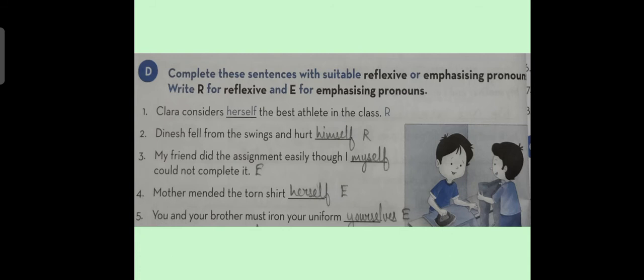Dinesh fell from the swing and hurt himself. Because we were talking about Dinesh and it is being used before the blank, so we have written himself, so we have come to know that it is also a reflexive pronoun.